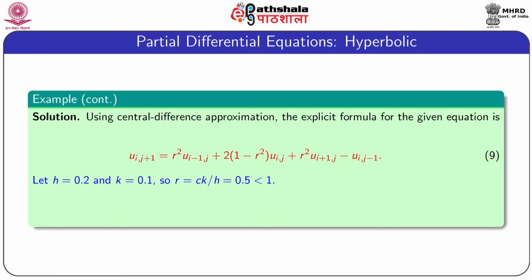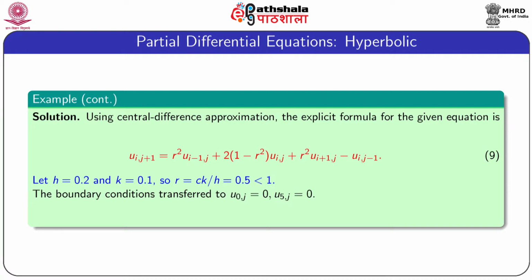For this case, we assume that h equal to 0.2. According to the problem, we have to select the value of h as 0.2 and k equal to 0.1. Therefore, r equal to ck by h equal to 0.5. According to the problem, the value of r should be less than or equal to 1. So, for this case, the value of r satisfies that condition. That means, the method can be applied for the given differential equation.